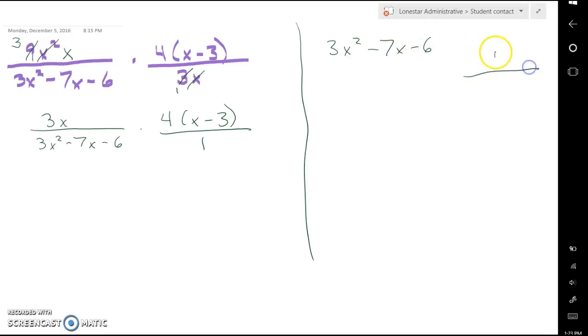We need two numbers that multiply to equal 3 times negative 6, which is negative 18. So you have to multiply the first coefficient times the last coefficient. And they add to equal negative 7. Okay, negative 9 and 2 fit the bill. So those are the numbers we need for our grouping.